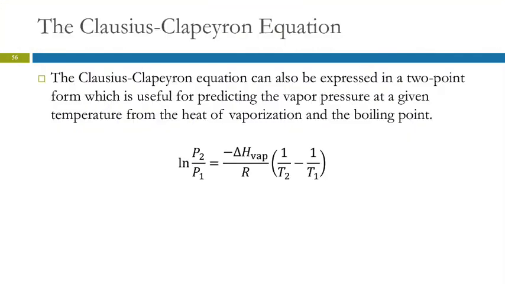We can also rearrange that equation into a 2-point form. This is something I could do to you on an exam. This is useful for predicting vapor pressure at a specific temperature if we know the heat of vaporization and the boiling point. If we know the boiling point, then we have one temperature, and the boiling point is at 1 atmosphere of pressure, so then we also know the pressure. So then if we have another temperature, we can calculate the vapor pressure. This is the 2-point form and the regular form. I would give those to you on an exam. I'm not going to make you memorize them.